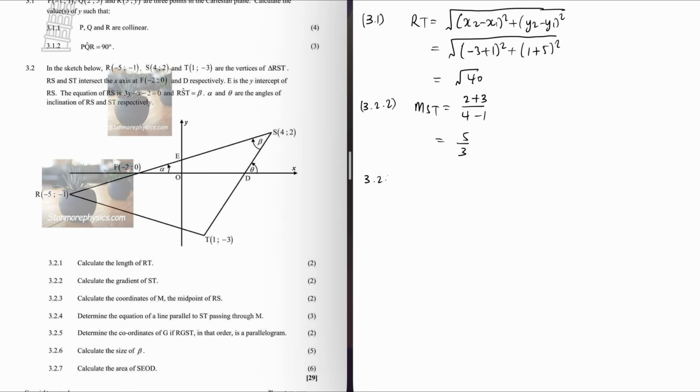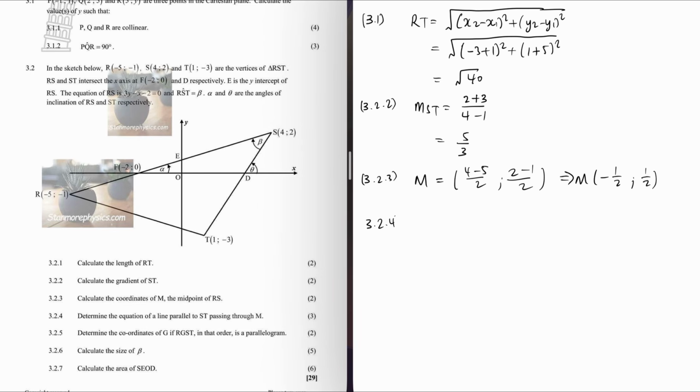Question 3.2.3, calculate the coordinates of M, the midpoint of RS. So the midpoint of RS, so M, is going to be the sum of the x values divided by 2. So 4 minus 5 over 2 and 2 minus 1 over 2. So M is minus a half and a half.